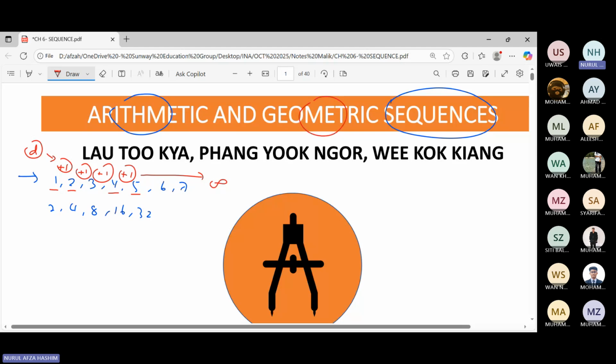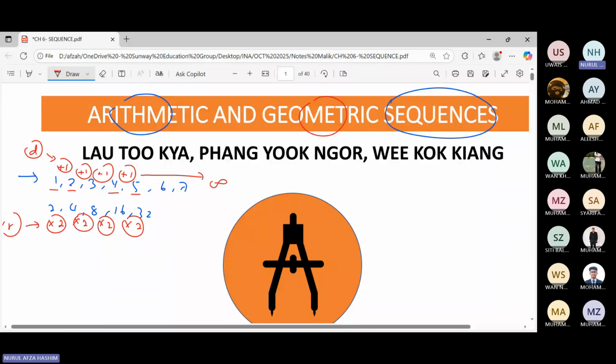Geometric means that you multiply by the same number. If you look at here, what number do you multiply from 2 to become 4? Times 2, madam. And 4 times 2, you become 8. 8 times 2, you become 16. 16 times 2, you become 32. So you are multiplying by the same number. This is what we call the ratio.